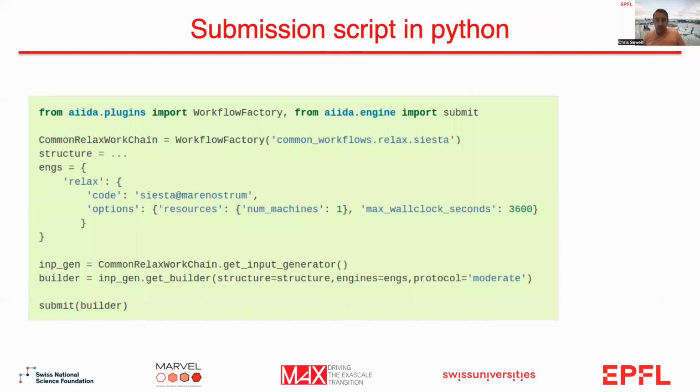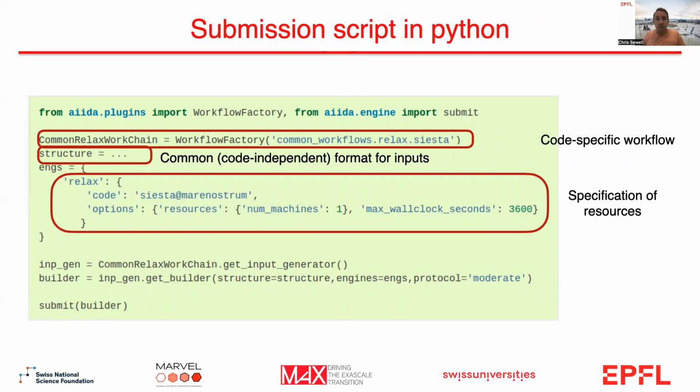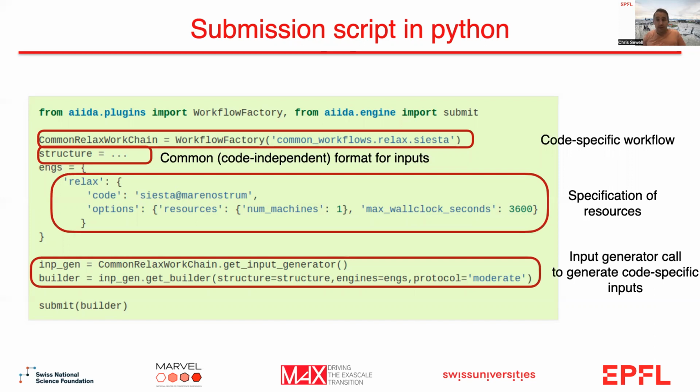How does this look like in the code? So in Python, you essentially just load the specific workflow implementation, grabbing here the Siesta common workflow. You import the structure in a way which is the same for all codes that can be from a file, from a database, etc. Then you just specify again in a common format which code you want to run, how many nodes, and what is the walltime. And then you can just call this input generator that I was mentioning, which takes the inputs and generates what we call a builder, which essentially has wrapped all the inputs where you pass the structure, the engines, and the protocol, and possibly other optional inputs.